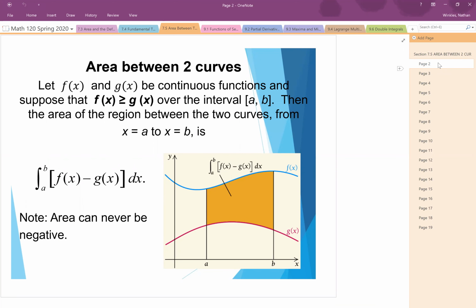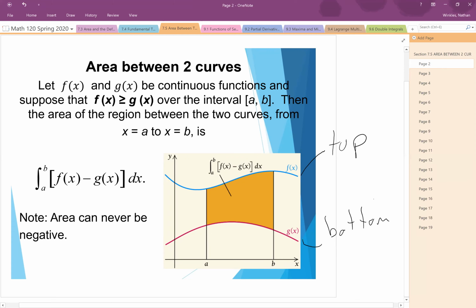So if we let f of x and g of x be continuous functions and suppose that f of x is greater than or equal to g of x over the interval from a to b, then the area of the region between the two curves from x equals a to x equals b is given by the integral from a to b of f of x minus g of x dx. Now, if you notice in this case right here, we can see that f of x is on top and g of x is on bottom.